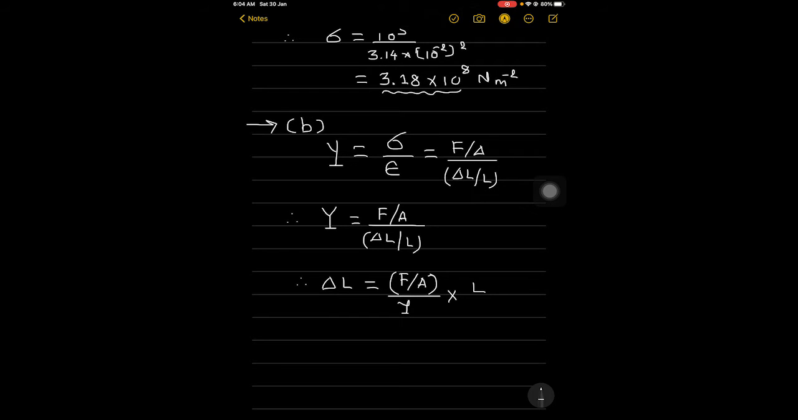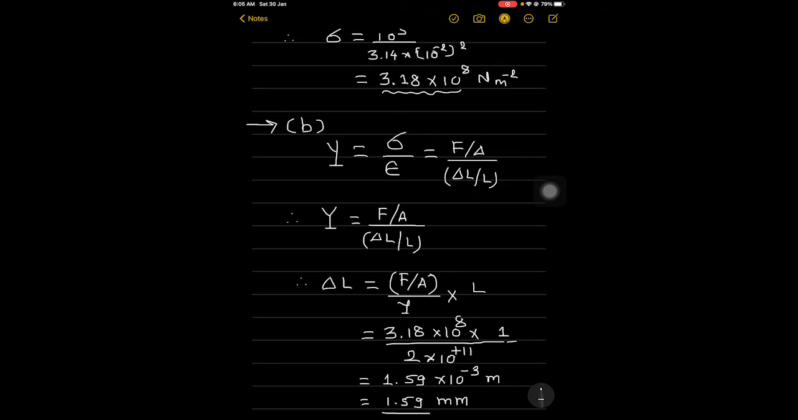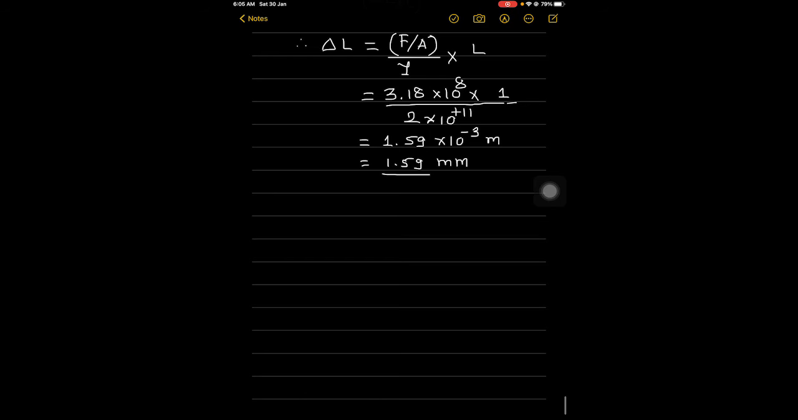So we have already determined F over A, that is the stress, that is 3.18 into 10 raised to 8. L, that is length, is given as 1 meter, upon the Young modulus. The Young modulus is provided as 2 into 10 raised to 11 Newton per meter square. So this comes out to be about 1.59 into 10 raised to minus 3 meter, or we can say that it is 1.59 millimeter. So after this much force, the elongation produced is about 1.59 millimeter.